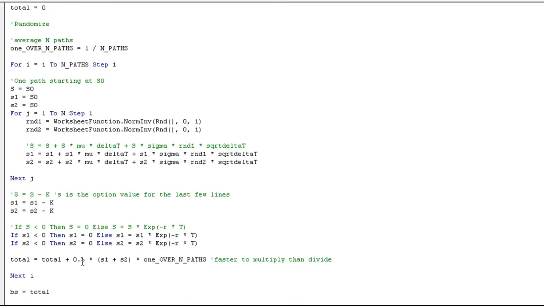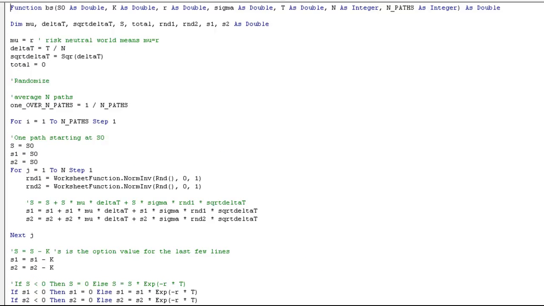Again, there's a little bit more structure here. I'm multiplying it by a half. There's S1 and S2. That's due to the variance reduction technique that I'm using here, which again, as I said, we'll look at in the next video. So once we've simulated it all these times and discounted it and all that kind of stuff, that is equal to the value of the call option using Monte Carlo.